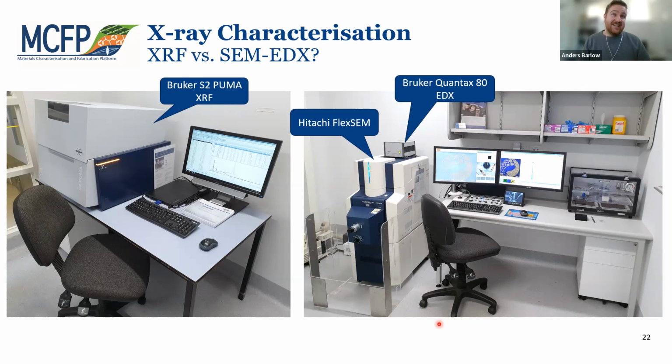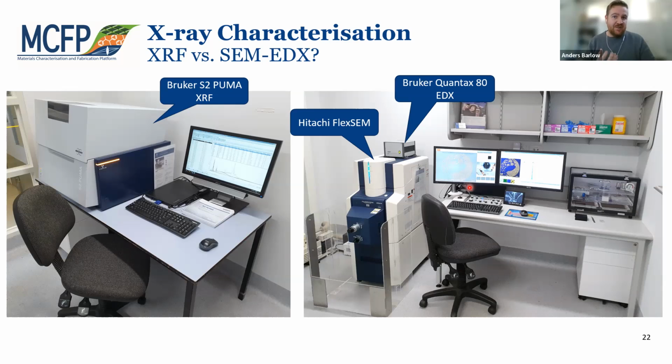What this means is the surface sensitivity of EDX tends to be greater. So you're dealing with, say, 1 to 3 to 5 microns worth of information depth in EDX, as opposed to potentially up to millimeters of information depth with XRF. The other big difference between these two techniques, or these two instruments specifically, PUMA and the FlexSEM that we have on the MCFP, is that XRF is effectively a bulk general compositional analysis. So you're looking at a very large area and you're not looking at any specific domains within your sample to get composition from that area.